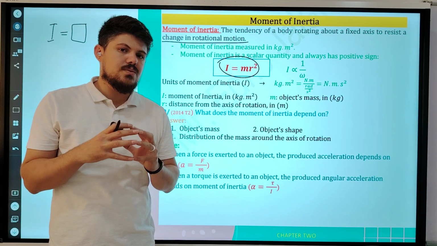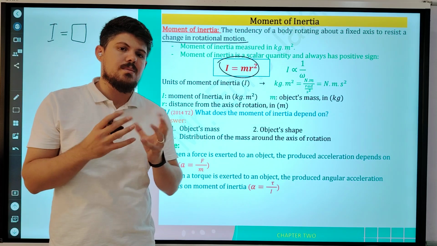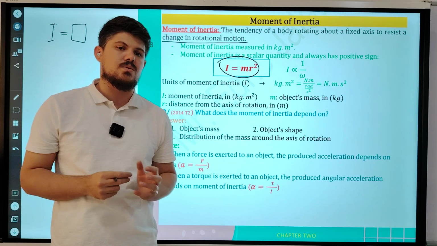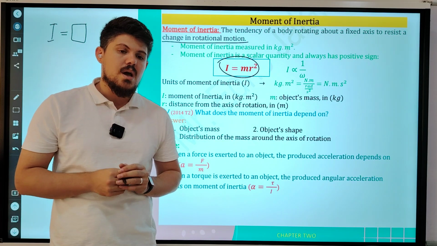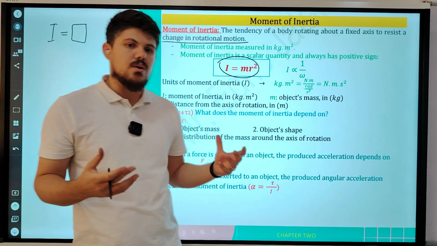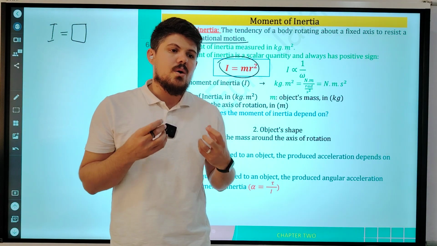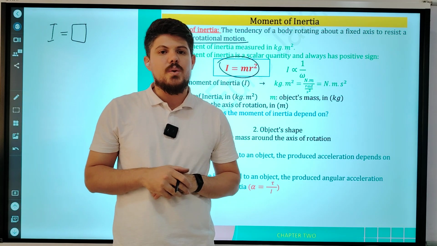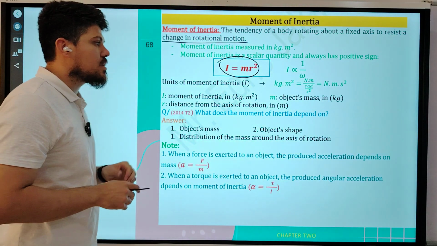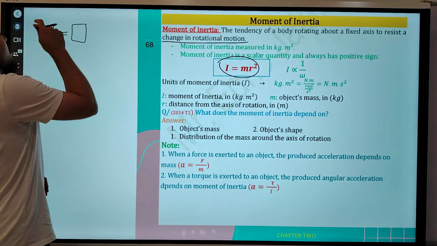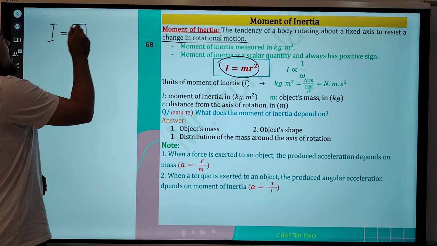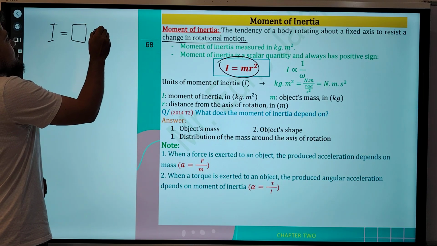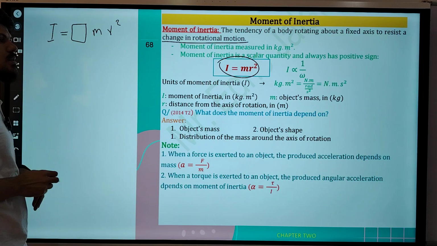Why? Because in a solid sphere, such as a bowling ball, all the mass is distributed around the axis of rotation, or close to the axis of rotation. But for the ring or thin hoop, all the mass is distributed at the rim or the edge of the ring. So that is why they are different in shape, and different in moment of inertia.